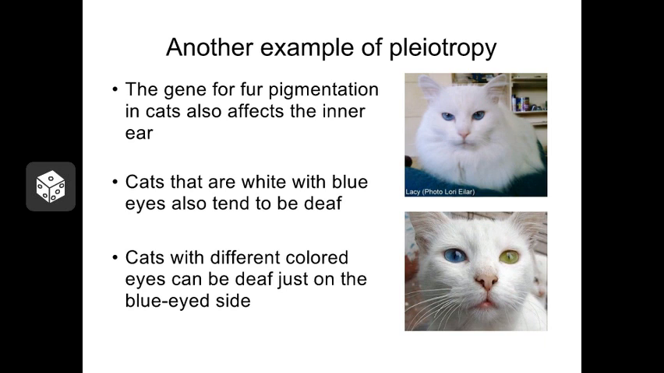So the white fur and the blue eyes indicate that that gene is not active, that pigment is not being laid down in the fur or in the eyes. That's why they are blue in color. And because that gene is not active, it also means that it's not forming the inner ears properly.